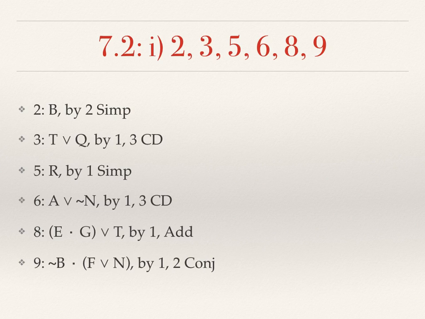And finally, number 9, we have first premise is not B, second premise is F or N, and we're asked to use conjunction. And so with conjunction, we would end up with not B and, in parentheses, F or N, steps 1 and 2 conjunction. So that's it for the first section of the exercises in 7.2.